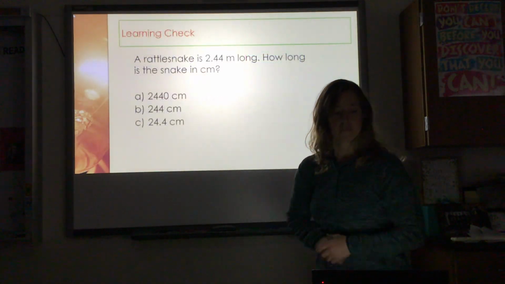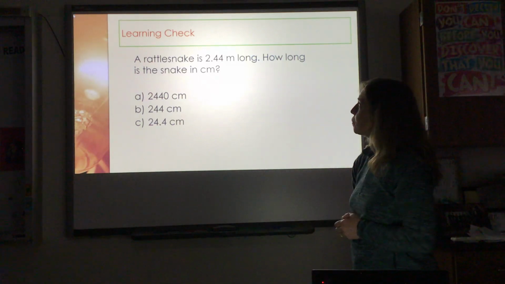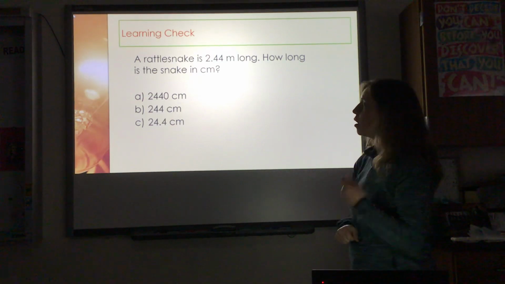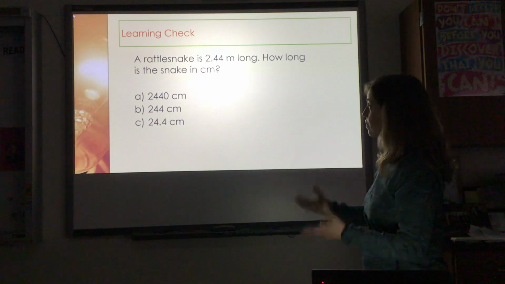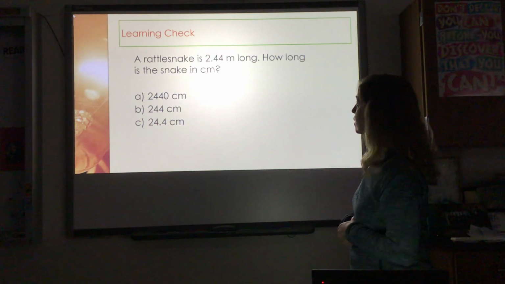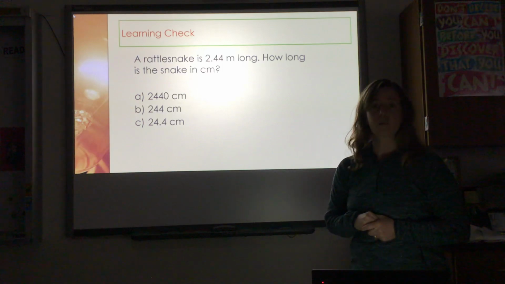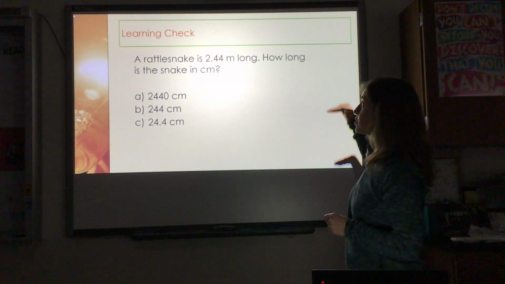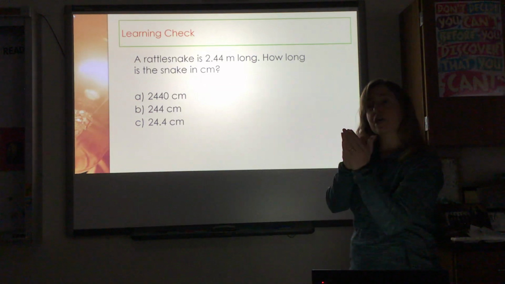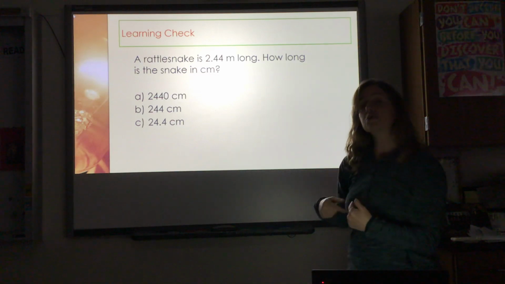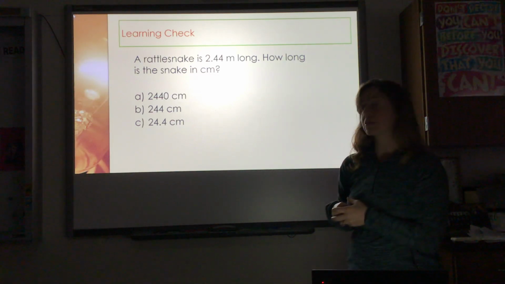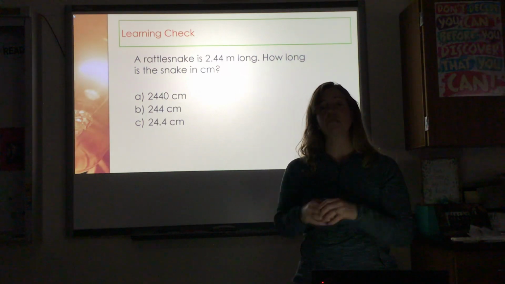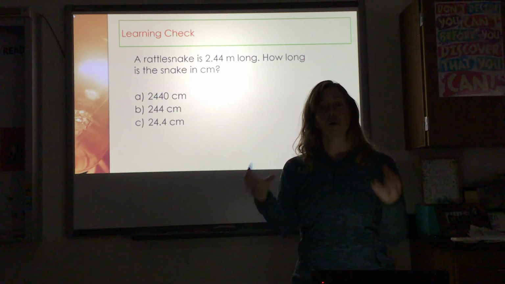Okay? Now, say for example you have a rattlesnake, and it is 2.44 meters long. How long is the snake in centimeters? So it's kind of a multiple choice answer. We just talked about this a second ago. If I have 2.44 meters and I know there's 100 centimeters in a meter, and I'm going from meters to centimeters, I just told you if I go from centimeters to meters, my number should get smaller by that many decimal places. Well, here we're going from meters to centimeters, which is opposite of that. So that means my numeric value should get larger, okay?